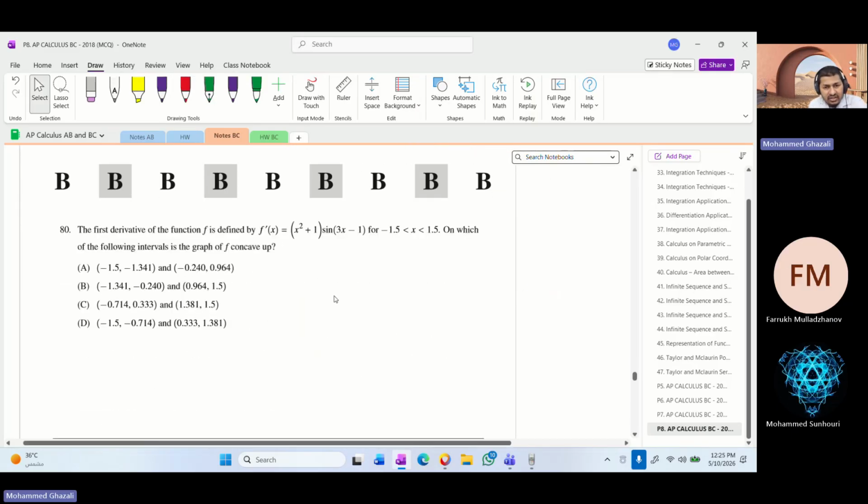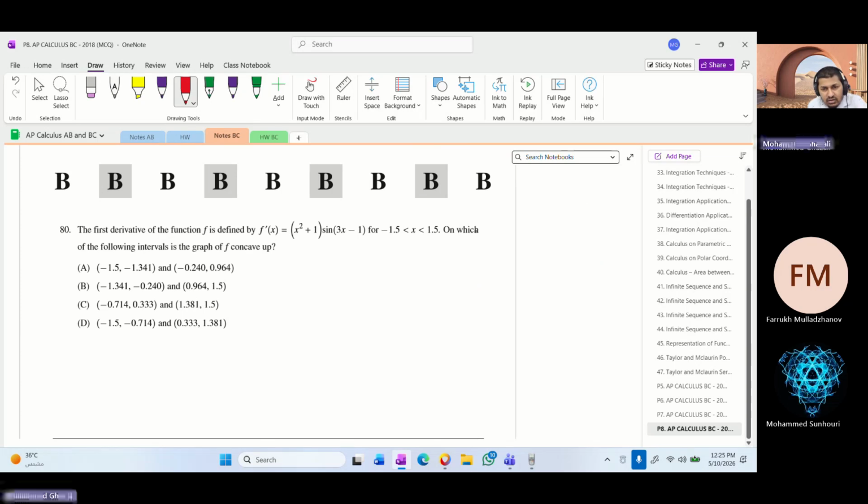The first derivative of the function is given by this on this interval. On which of the following intervals is the graph of f concave up? This is the first derivative. Concave up means f double prime x is greater than 0, which means we need to look for where f prime x is increasing.